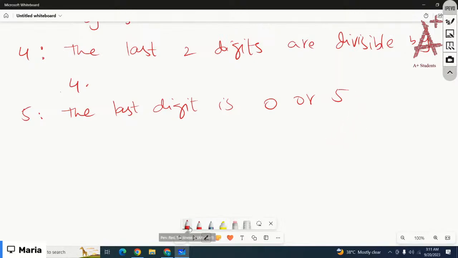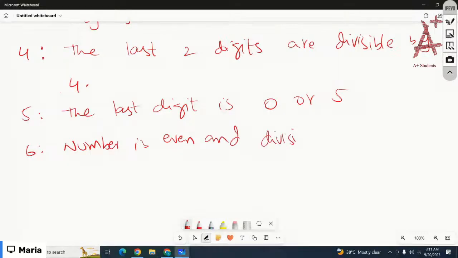If the number is even and divisible by 3, 6. The number is even and divisible by 3. That means you have to apply the divisibility rule for 3 and the number is even. 114. You have 4 here, right? 4 is an even number. So 114 is an even number, right?